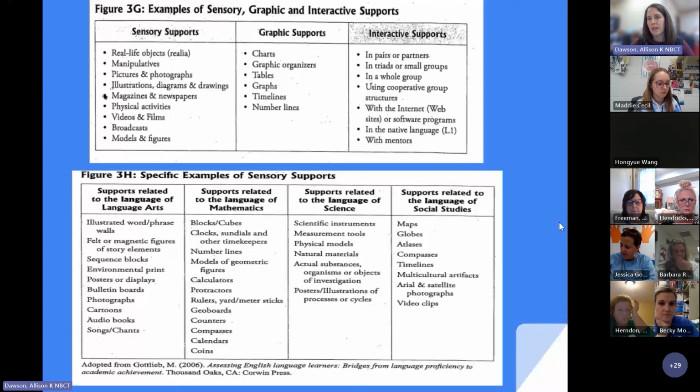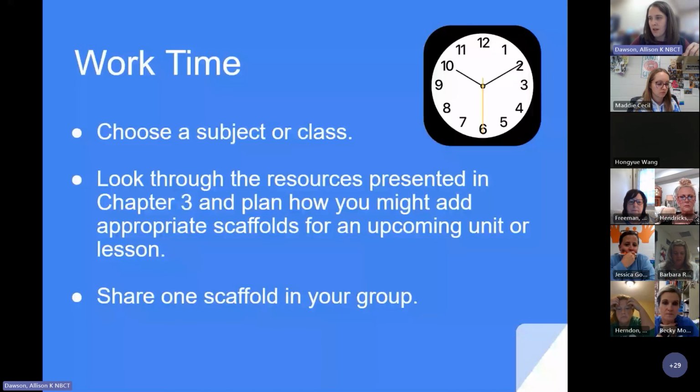This last slide was taken from the WIDA website, which is our English Language Proficiency Assessment company. And it has some other scaffolds, some sensory supports, graphic supports, interactive supports. And I think that you probably have done a lot of these things. Again, we just need the time to proactively and intentionally plan to use some of these supports. The bottom graphic shows supports by subject area. So that might be a helpful place to go back and look when you're thinking about your scaffolds.